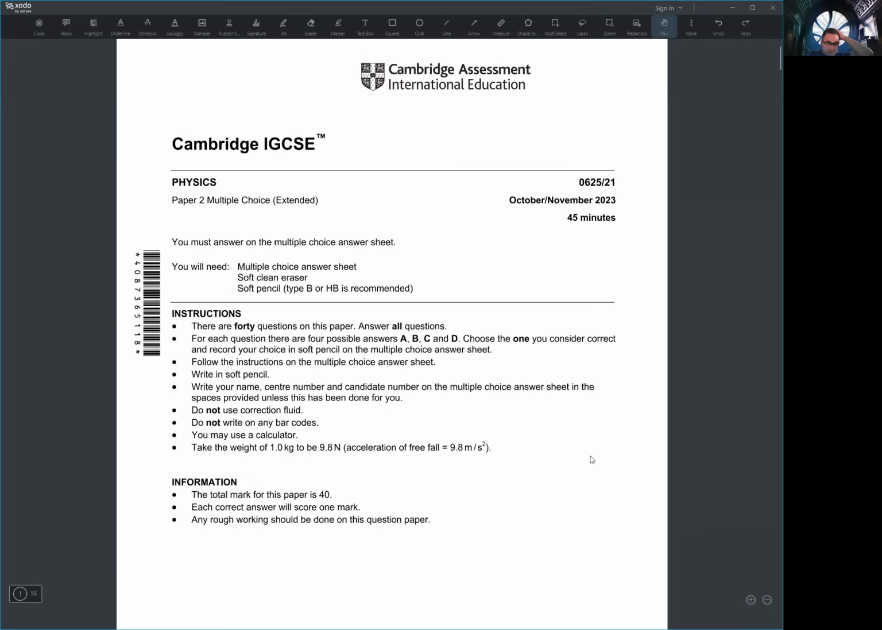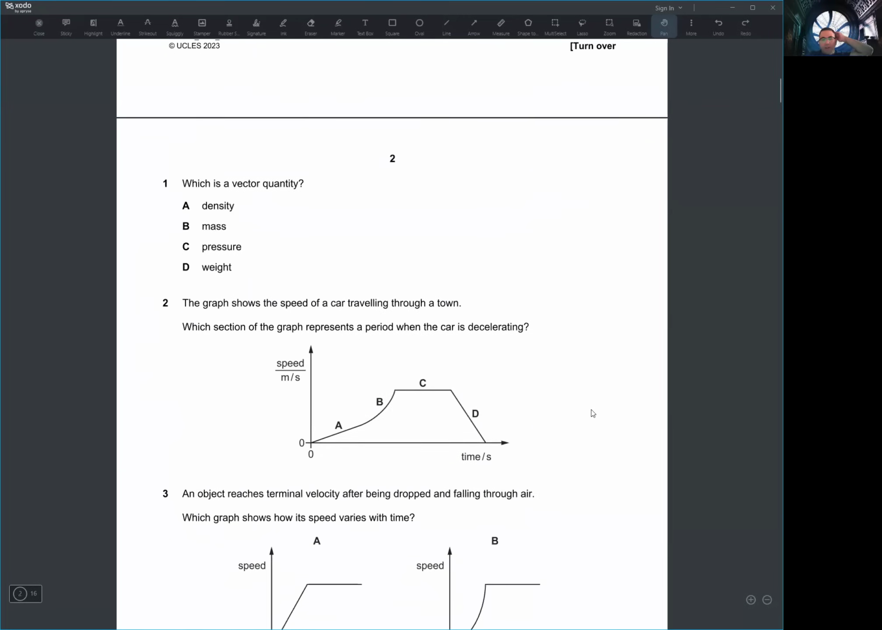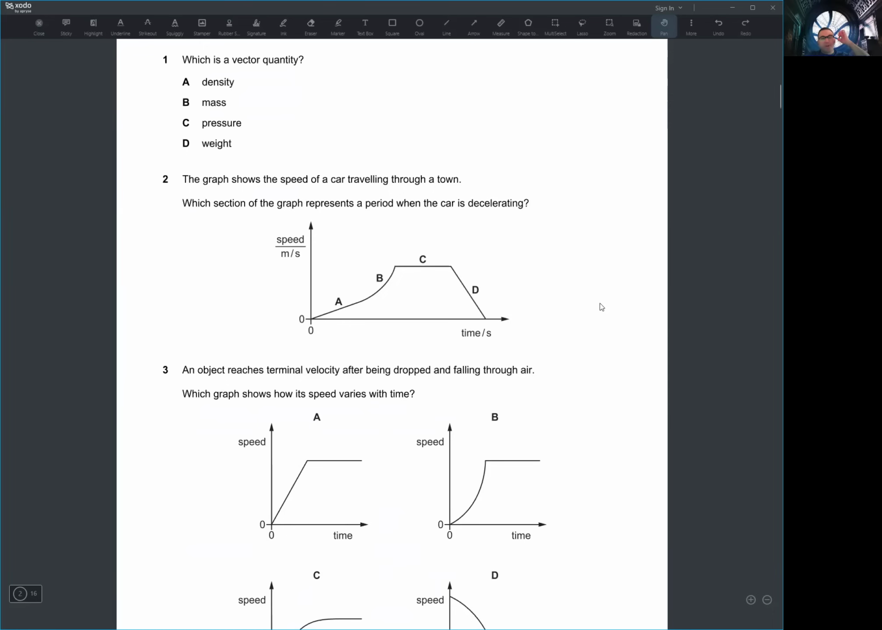So this is November 23, variant 1, Paper 2. Which is a vector quantity? So let's choose. Is it density? No. Mass? No. Pressure? No. Weight? Yes. D.